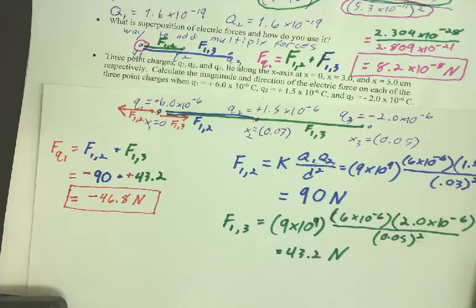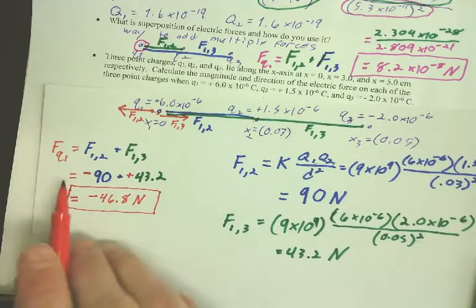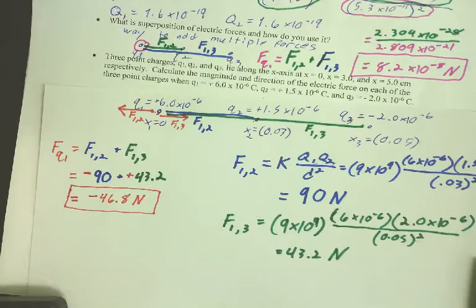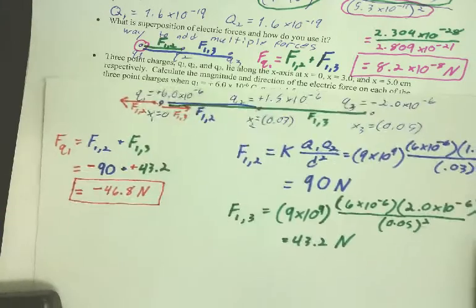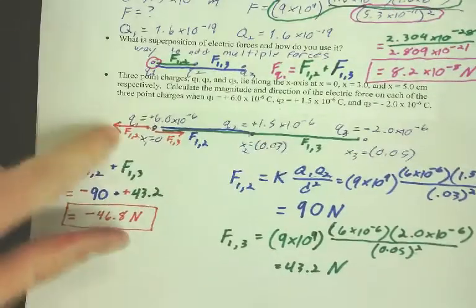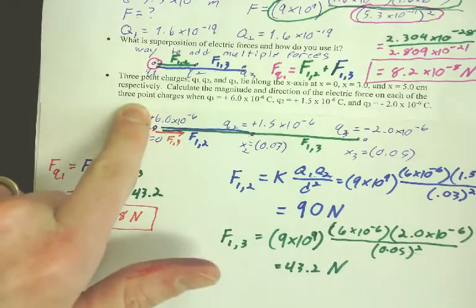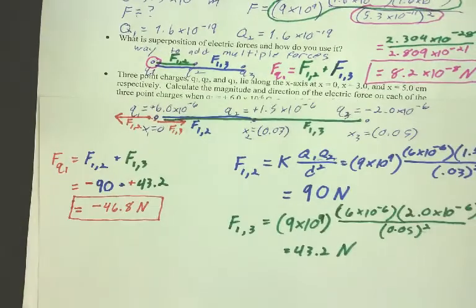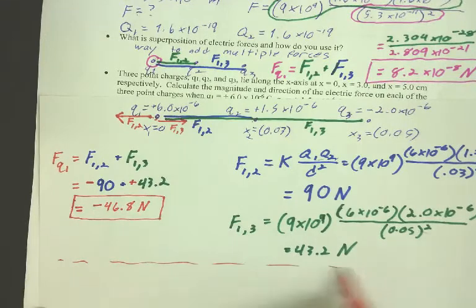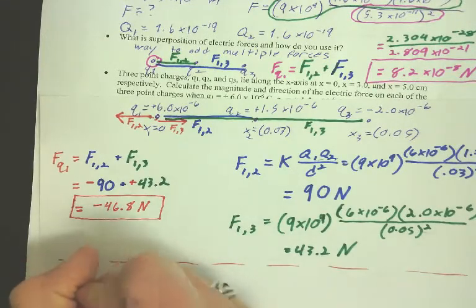Oh, wait, it's not done yet. I just found the force between 1 and 2 and 1 and 3. I found FQ1. But the problem said calculate all 3 of them. Which means now you've got to do FQ2.